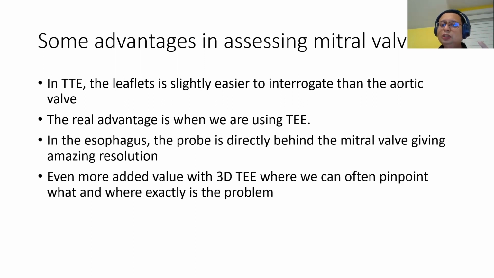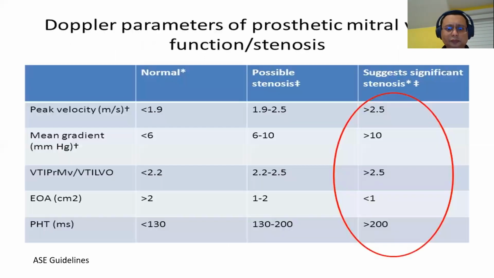Even more added value is when we add 3D transesophageal echocardiogram. This is now routine. Mitral valve 3D from TEE is very beautiful. Oftentimes when we have issues identifying pathology in 2D TEE, we can do it very simply and straightforwardly in 3D TEE. For example, I can say that the defect is probably at 2 o'clock, the flail is on the P3 leaflet. That is the level of accuracy that we can give to the surgeon or to the reader.